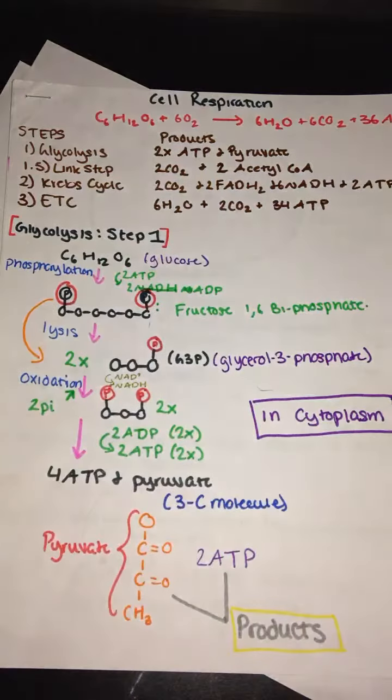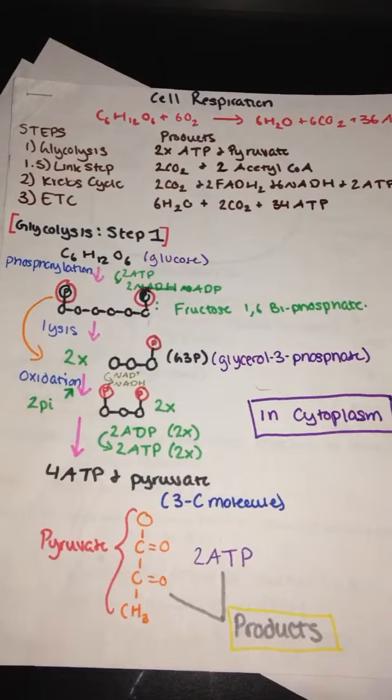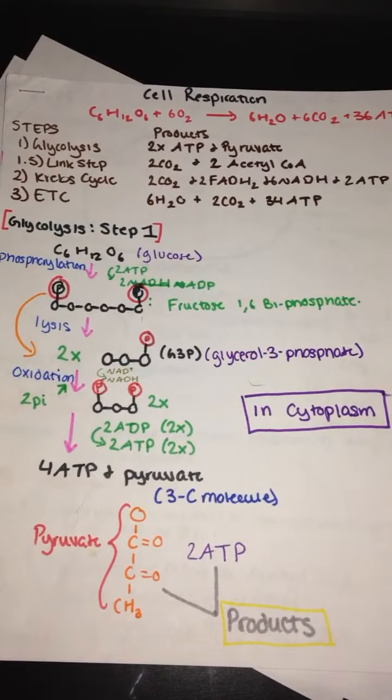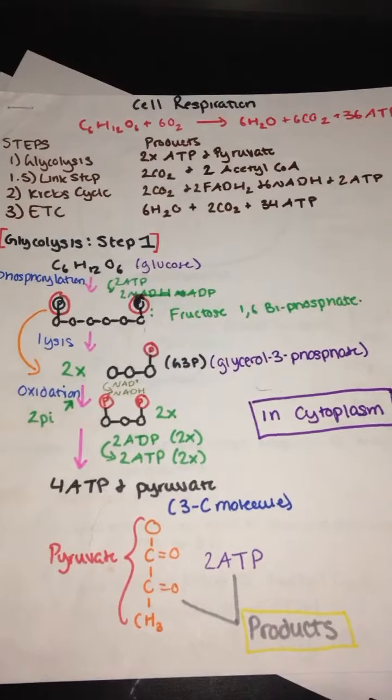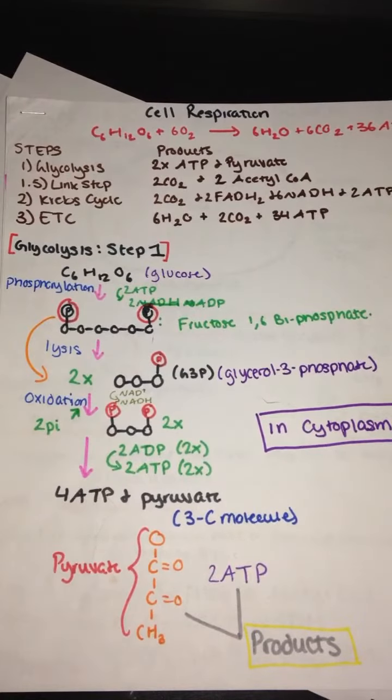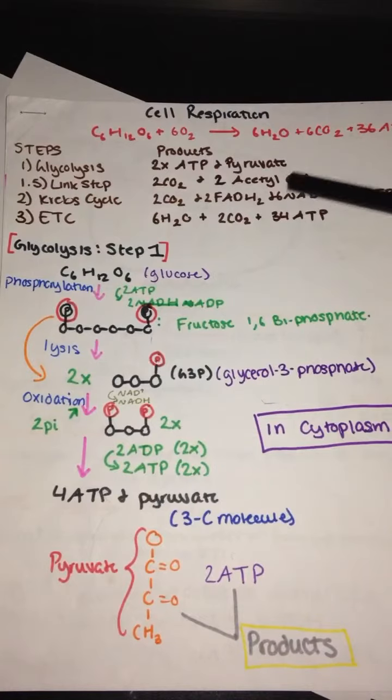Okay guys, in this video I'm going to go over cell respiration for anybody that doesn't understand it and needs to know for the test tomorrow. There are three steps to respiration. The first step is glycolysis, the second step is the Krebs cycle, and the third step is the electron transport chain. The link step is the step between glycolysis and the Krebs cycle, but only occurs if you're going through aerobic respiration. So, step 1, glycolysis produces, as you can see here, 2 ATP and 2 pyruvate.